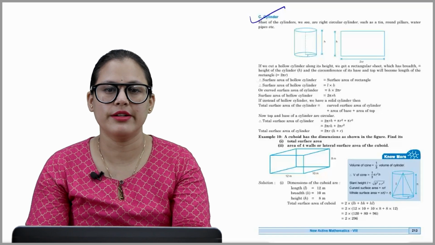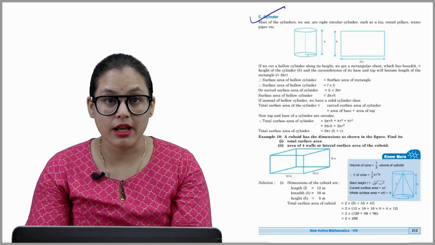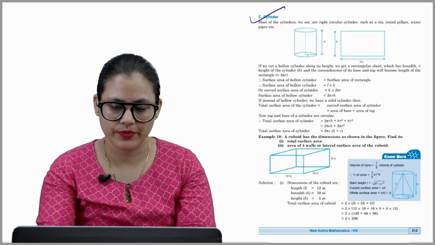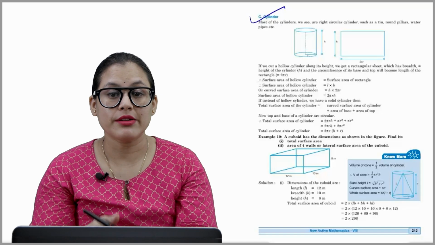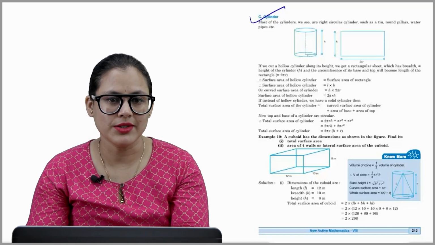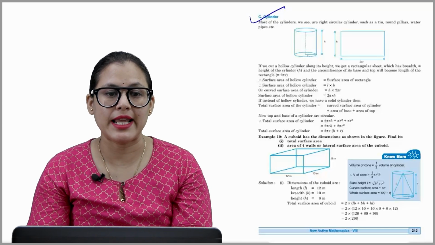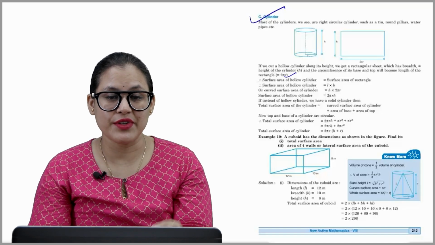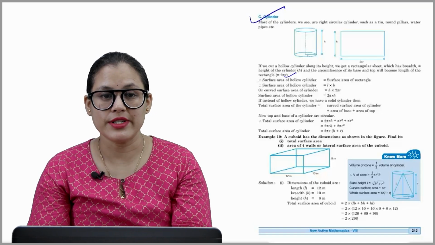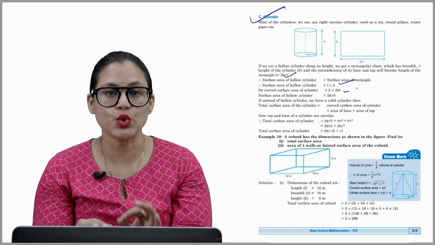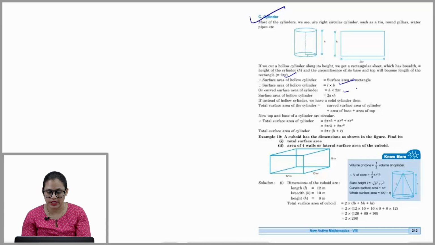Next, cylinder. Most of the cylinders we see are right circular cylinders such as tins, round pillars, water pipes, etc. If you cut a hollow cylinder along its height, we get a rectangular sheet whose breadth is equal to the height of the cylinder, and the circumference of its base and top becomes the length of the rectangle, that is 2 pi r. Therefore, the surface area of a hollow cylinder is the surface area of the rectangle, length into breadth, and the curved surface area of the cylinder is h into 2 pi r. So the surface area of a hollow cylinder is 2 pi r h.